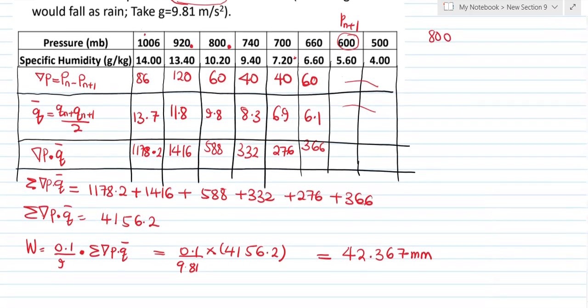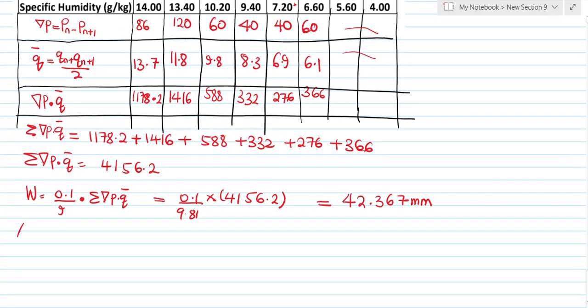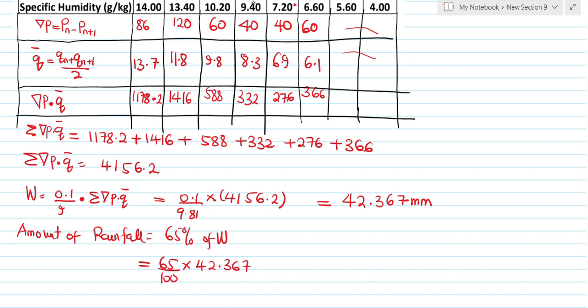Then the amount of rainfall. It said that 65% of it will fall as rain. So the amount of rainfall will be equal to 65% of the precipitable water. So 65 over 100 times 42.367, and we are going to get the amount of rainfall to be 27.539 millimeters. So that is the amount of rainfall.